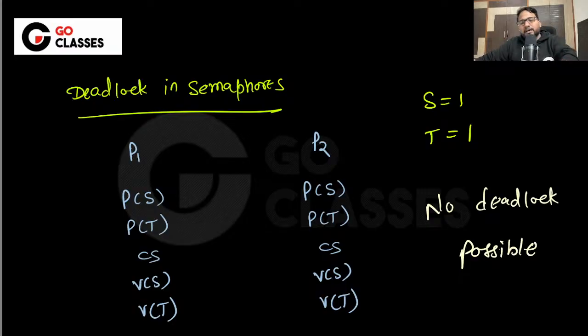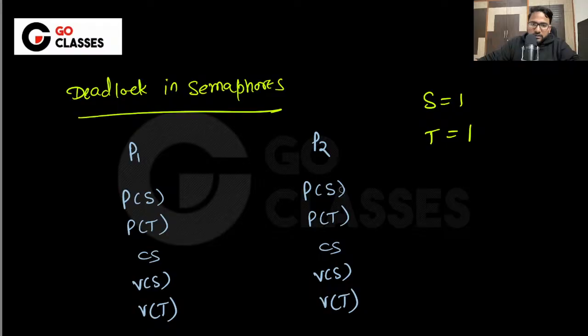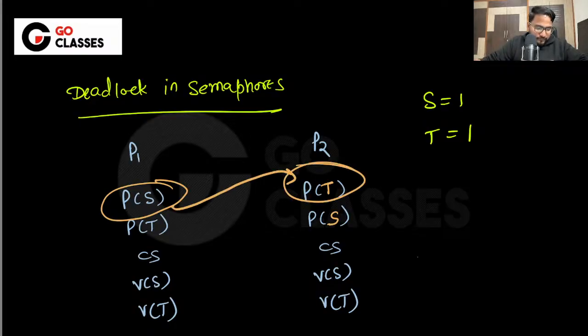But interestingly, if you swap this, which means if you have T here and you have S here, now you tell me, in that case, can the deadlock be possible? Yes, this is possible, right? Why? Maybe you execute it, and then you print and then you execute it.